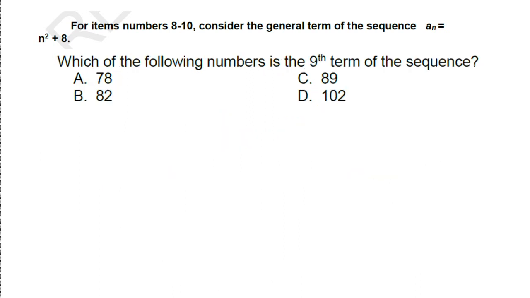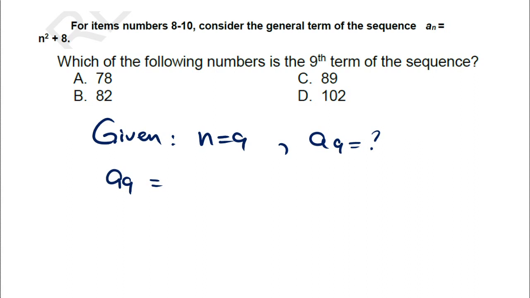Which of the following numbers is the ninth term of the sequence? In this type of problem, the given is that n is equal to 9, and we are going to find the value of a sub n. So to do this, let's substitute the value of n to this formula. We got a sub 9 is equal to 9 squared plus 8. So that's 81 plus 8, and will give us 89. And that's letter C.